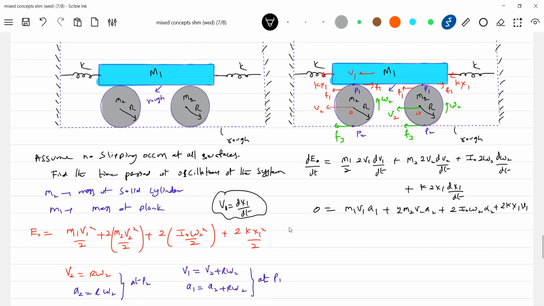So we should replace omega 2, and also v2 we should replace. I'll go for one more step. m1 v1 a1, 2 I naught, omega 2 I can write as v2 by r.